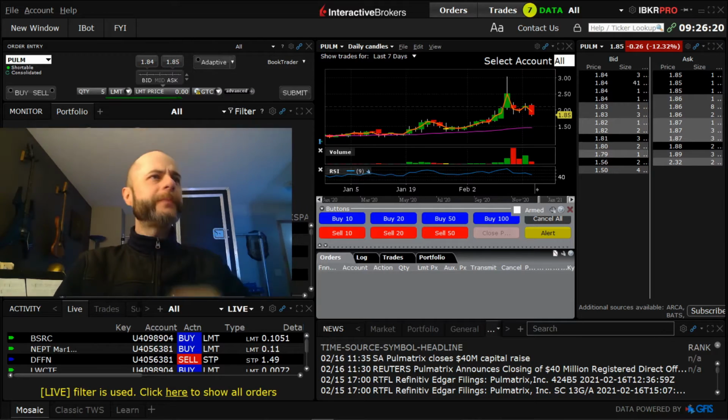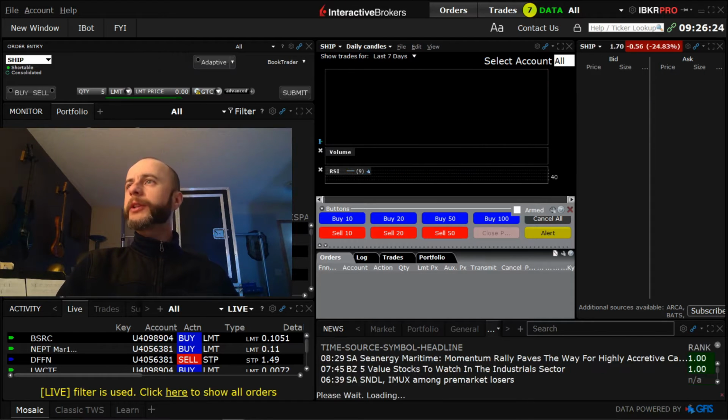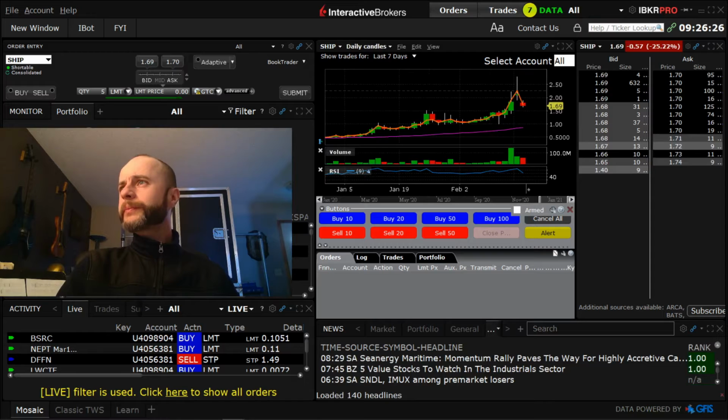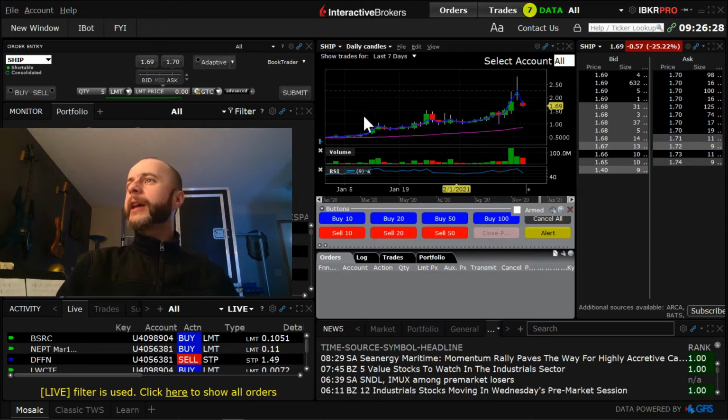Some other ones that I'm seeing, SHIP, let's bring that one up. Same thing with this one, it had a big run with the rest of the shippers, Castor Maritime, PXS, and all that sort of stuff, and now it's dipping. This one's a little bit more promising because I'm seeing some very heavy volume stepping in to pick this one up. This might be something I would discuss.